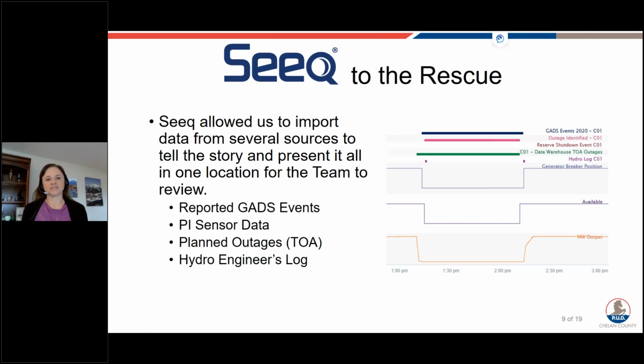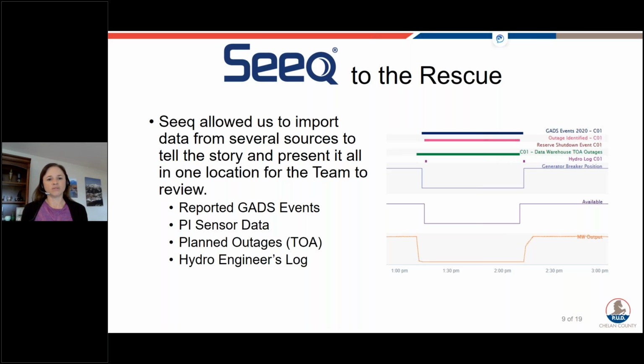So Seeq became our answer. Like Peter said, we purchased it at the end of 2019, which was a perfect timing for this. It allowed us to import data from several sources. We pulled it all together to help tell the story and present everything in one location for the team to review.